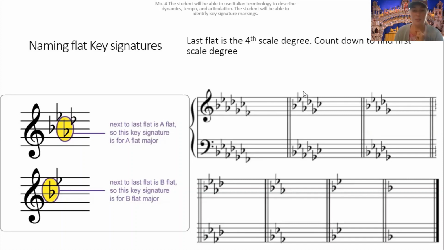Or you can do it this way. The last flat is the 4th scale degree, and you're going to count down to find the 1st scale degree. So this one where there's only one flat, if that's the 4th scale degree, I'm going to go 4, 3, 2, 1 to get to 1, because 1's its name. We're on this first space, which corresponds to the letter F. It's the key of F.